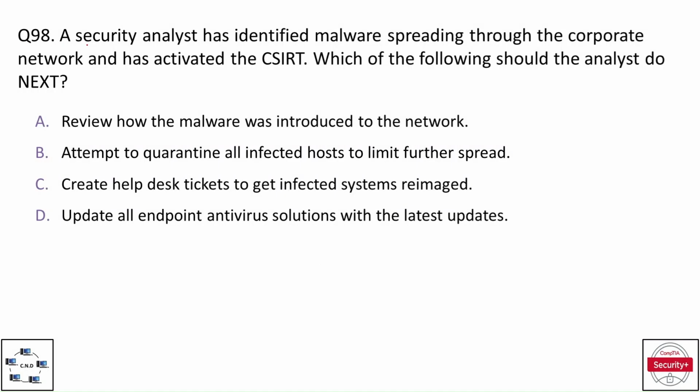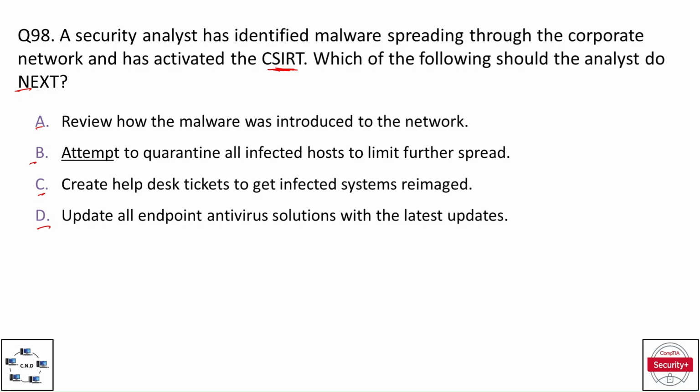Question number 98. A security analyst has identified malware spreading through the corporate network and has activated CSIRT. Which of the following should the analyst do next? So CSIRT is Computer Security Incident Response Team, and the options are: option A, review how the malware was introduced to the network; option B, attempt to quarantine all infected hosts to limit further spread; option C, create help desk tickets to get infected systems re-imaged; and option D, update all endpoints and virus solutions with latest updates.